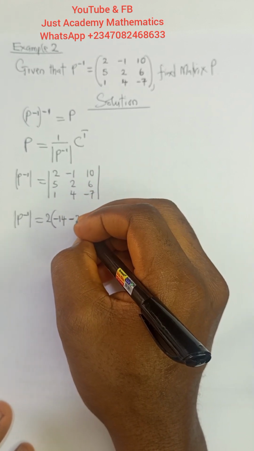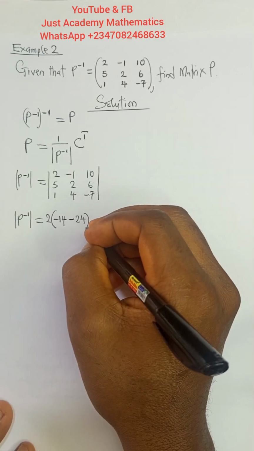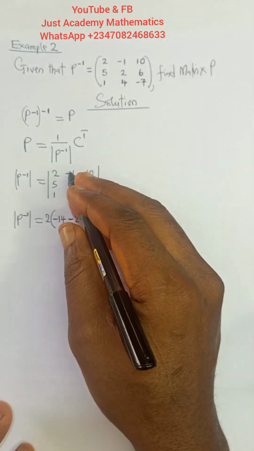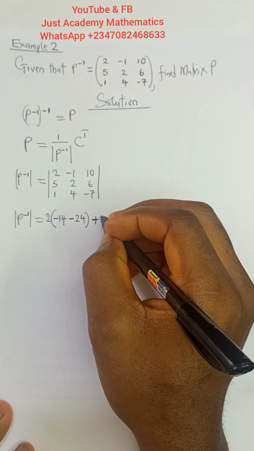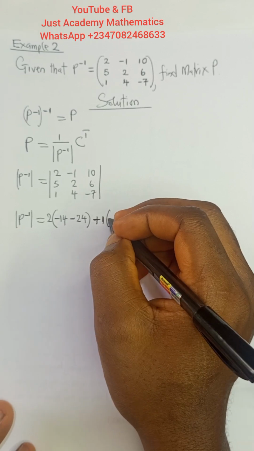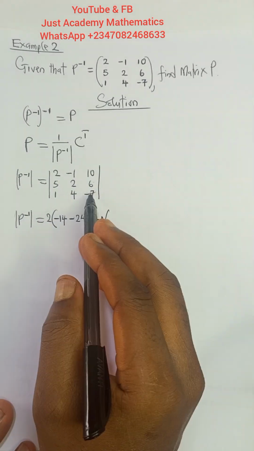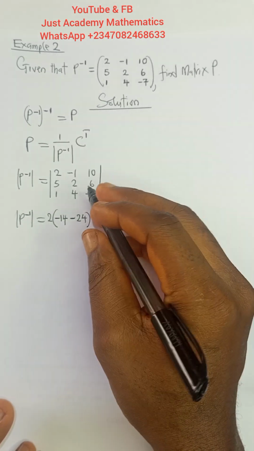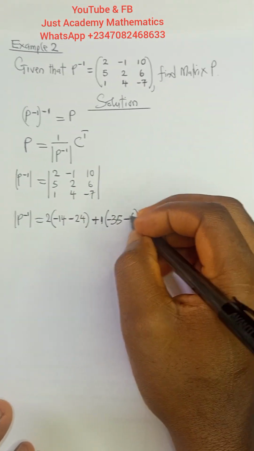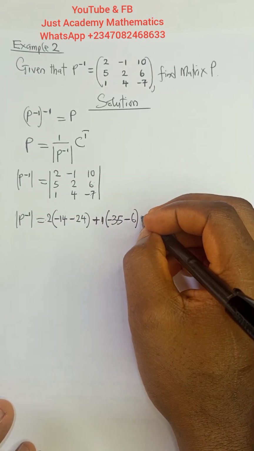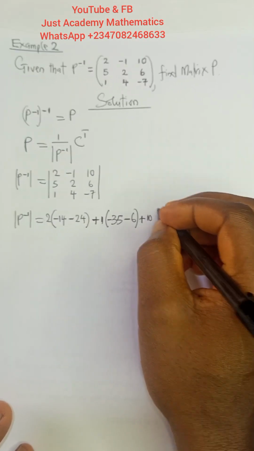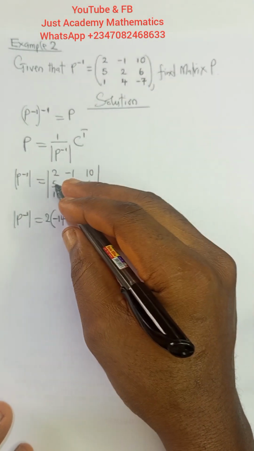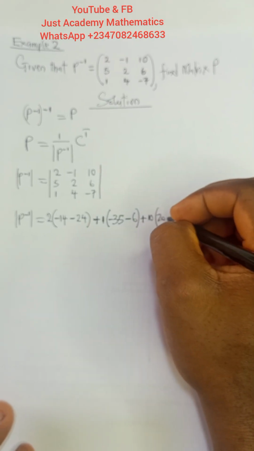minus 6 times 4, which will give us 24. Then we'll go with this minus here, and minus times minus is plus, because here is already minus. So here will still be plus. That is plus 1 times what? This out, 5 times 7 is 35, minus 6 times 1 which is 6. Then plus, minus, plus 10 will times what? 5 times 4, 20, minus 2.